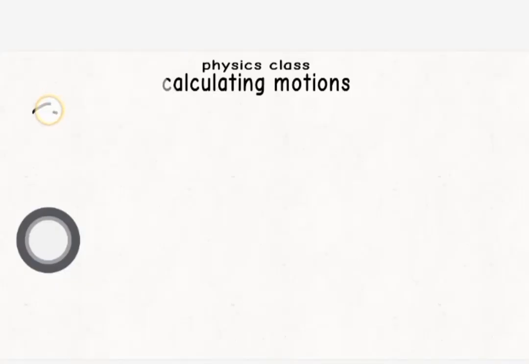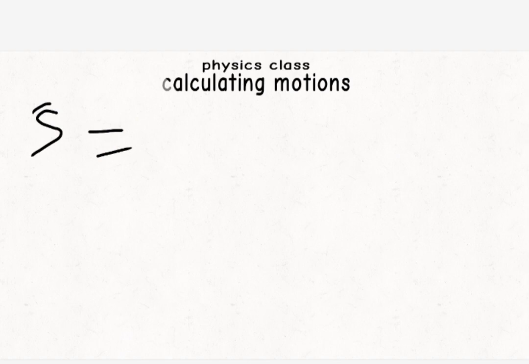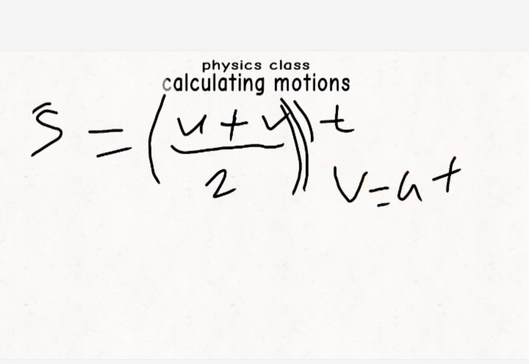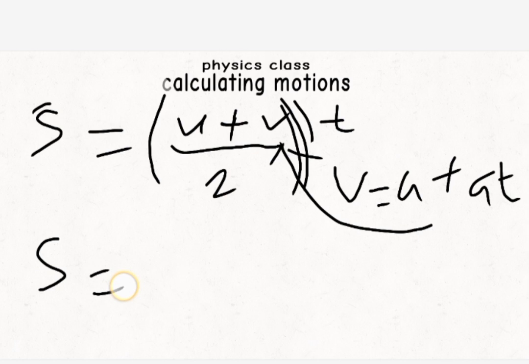So from the previous video, we learned that s, that is the distance, is equal to (u plus v) over 2 multiplied by t. We also proved that velocity v is equal to u plus at in the previous video. So now, to get the third law of motion, we have to make t the subject of formula in the first equation of motion and substitute it in the second equation of motion.